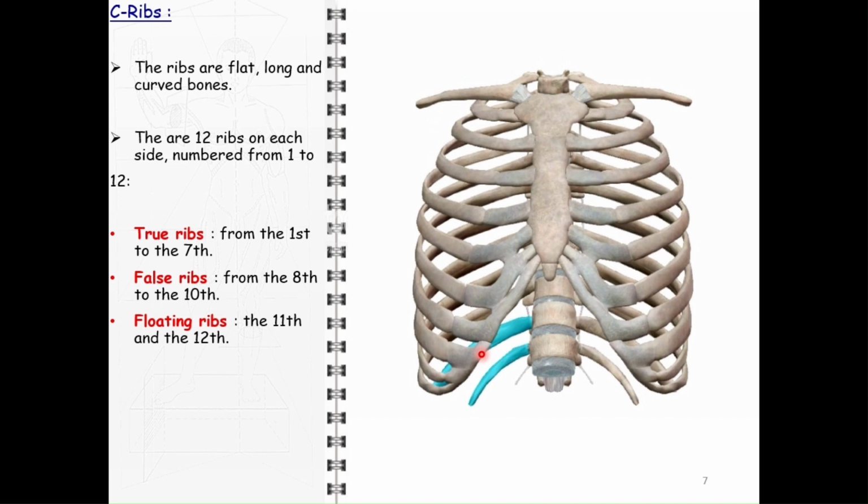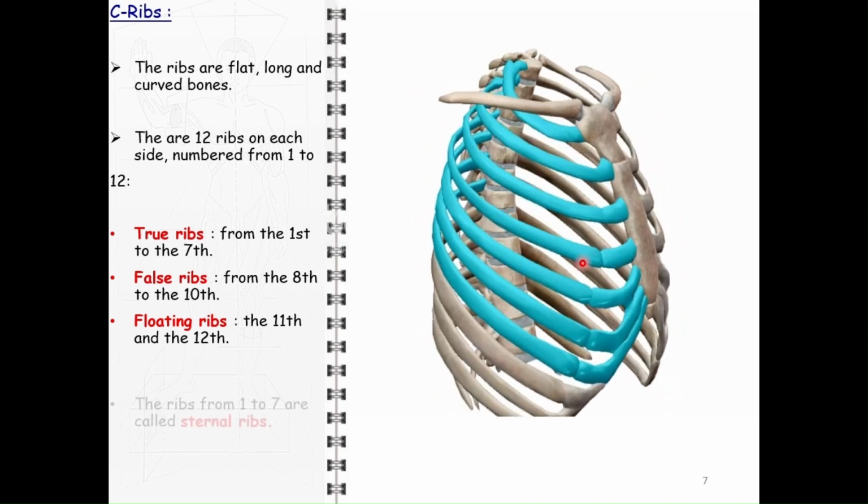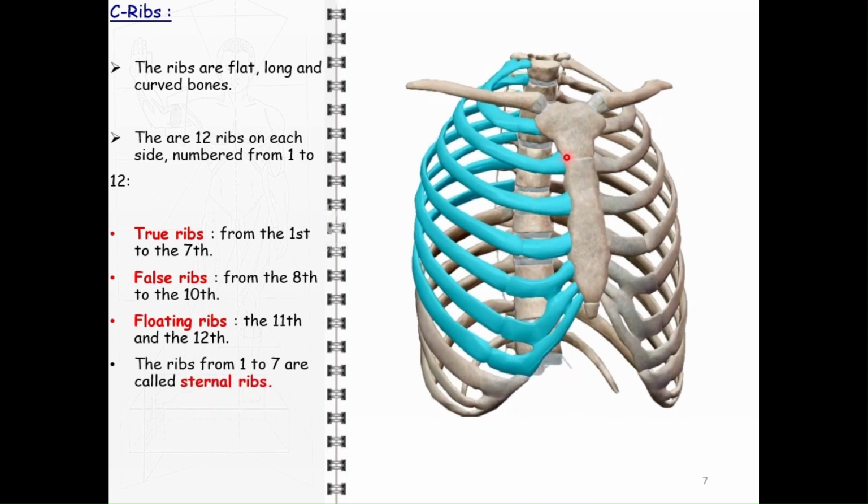The ribs can also be classified into two groups. The ribs from 1 to 7 are called sternal because they are attached to the sternum.